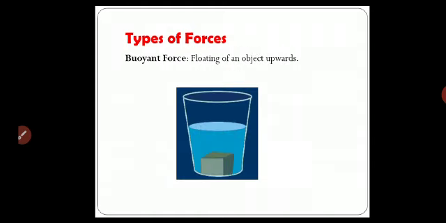Buoyant force is nothing but the upward floating of an object. It depends upon the weight of the object. If the object is heavier than the water, obviously it will sink. If the weight of an object is lighter, it is obviously going to float on the water. That is the buoyant force. In this buoyant force, we have a principle called Archimedes principle. I want to teach you in detail, so when we come for the online classes, I'll teach you in detail about this buoyant force, which works with the principle of Archimedes.